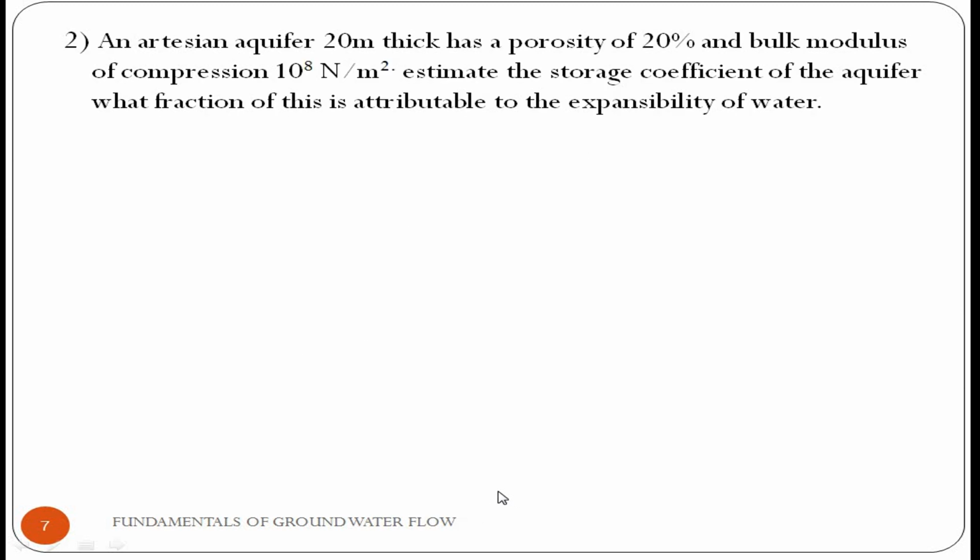So now let us take one more problem here. An artesian aquifer 20 meter thick has a porosity of 20% and bulk modulus of compression 10 to the power of 8 Newton per meter square. Estimate the storage coefficient of the aquifer. What fraction of this is attributable to the expansibility of water?